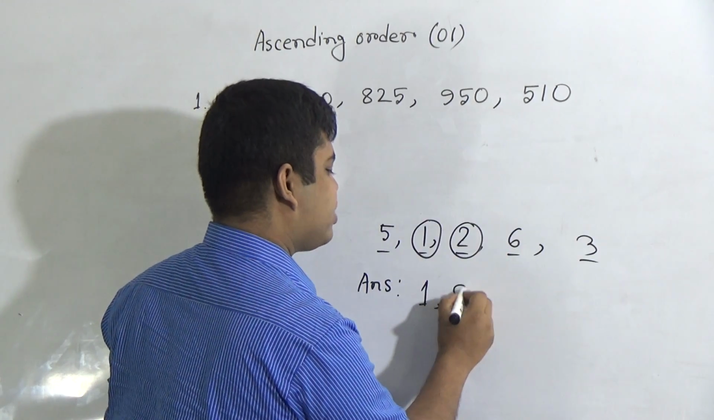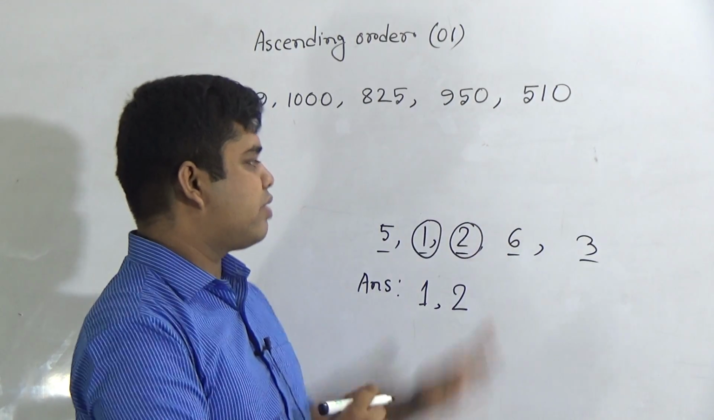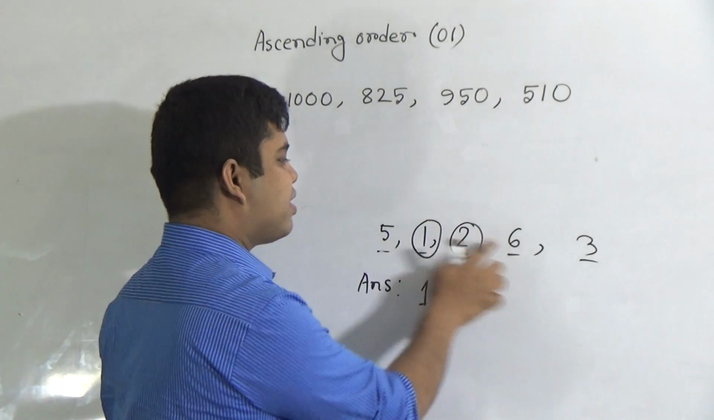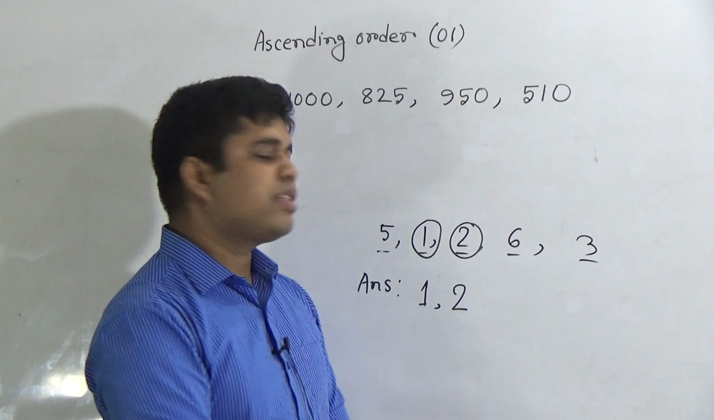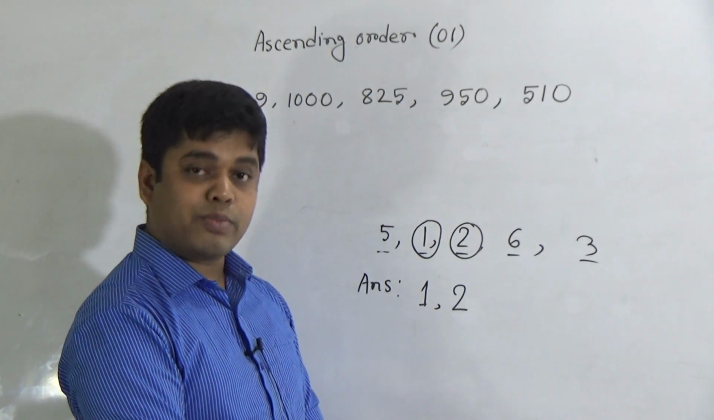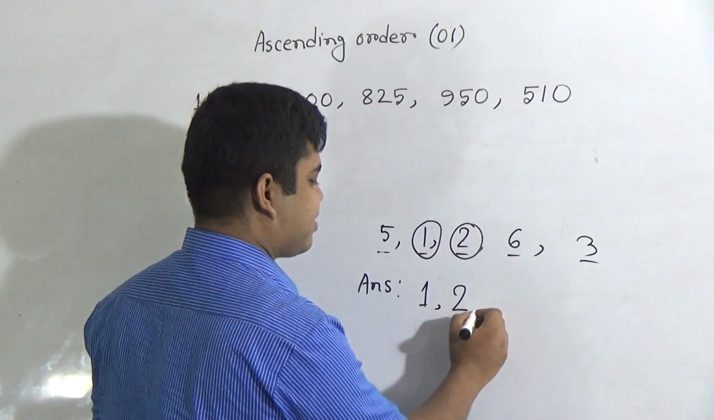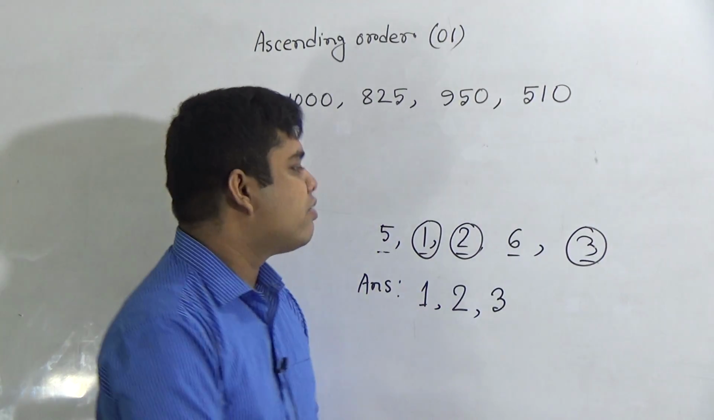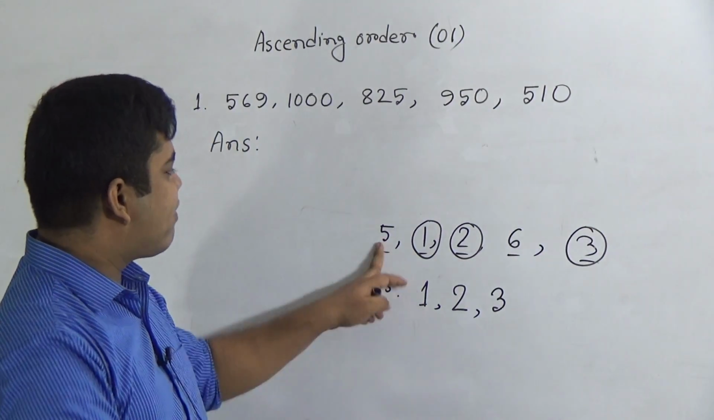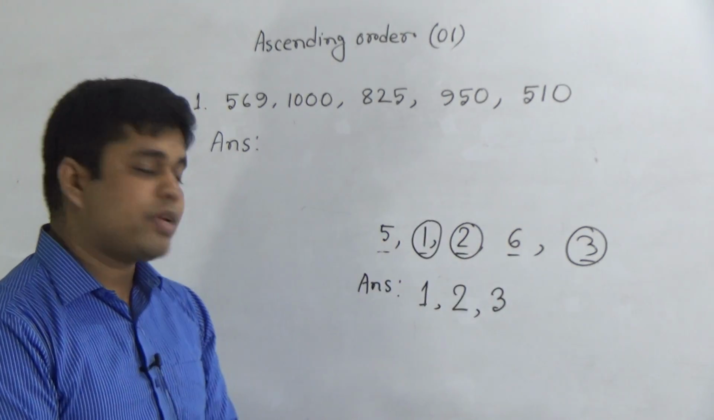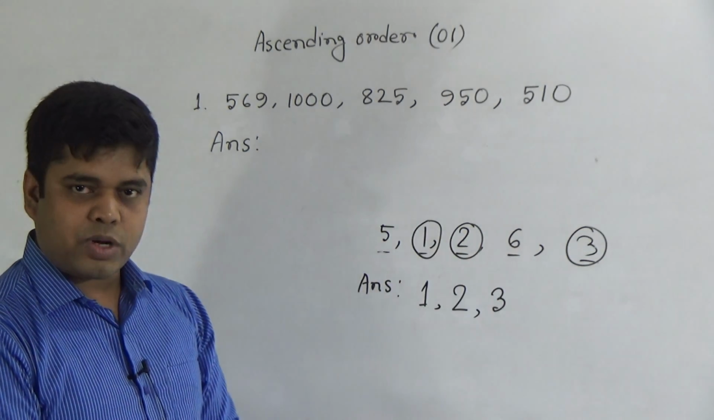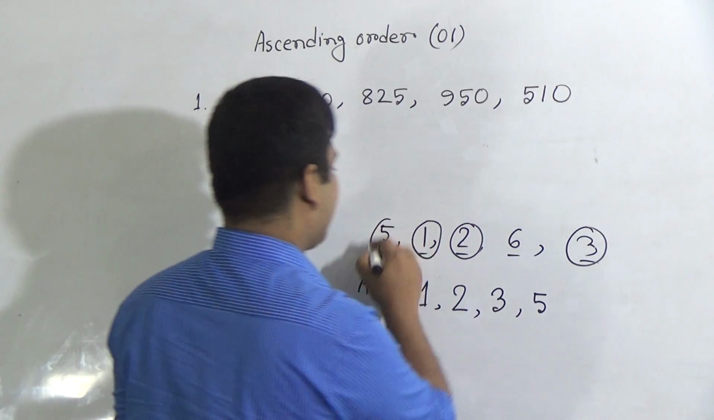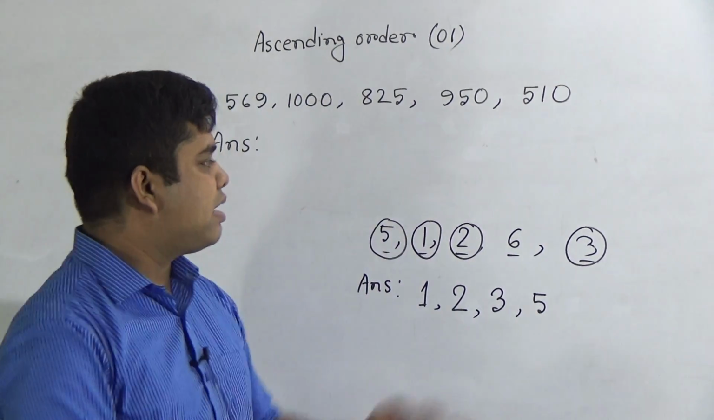So we write 2 and give a circle to separate it from the others, and left 5, 6, 3. Among these 3 numbers, which number is the smallest? 3 is the next smallest number. So I write here 3 and give a circle to separate it from the others, and left 5 and 6. Next, between these 2 numbers, which one is smallest? 5 is the smallest number. So write 5 and give a circle, and left 6.